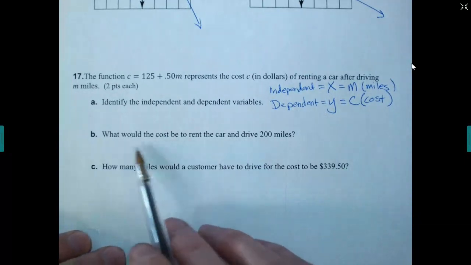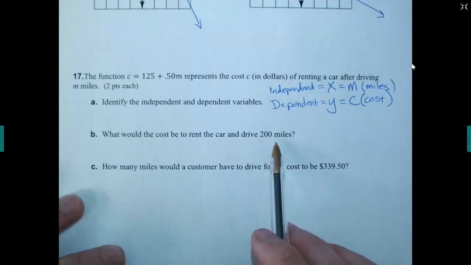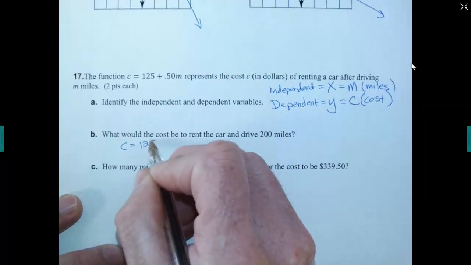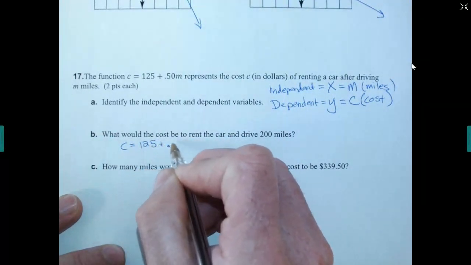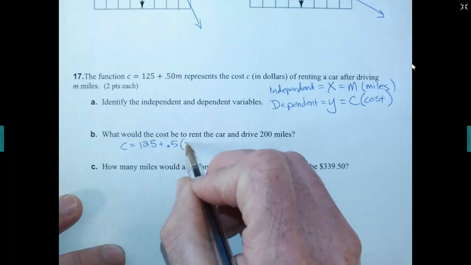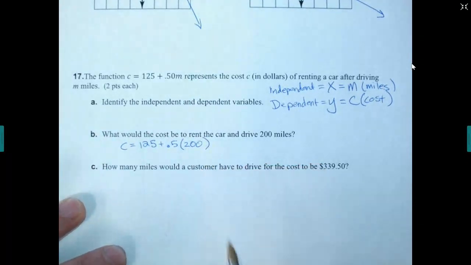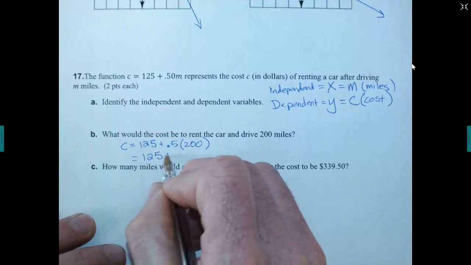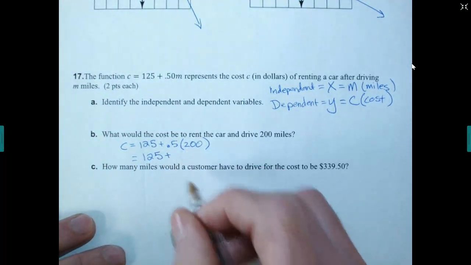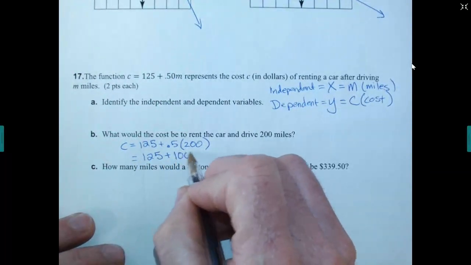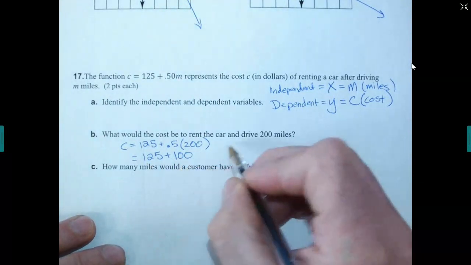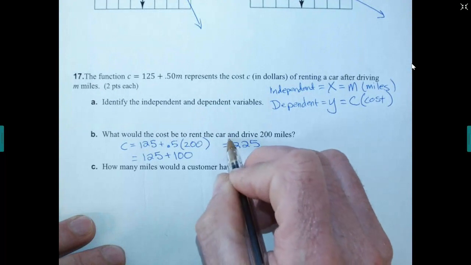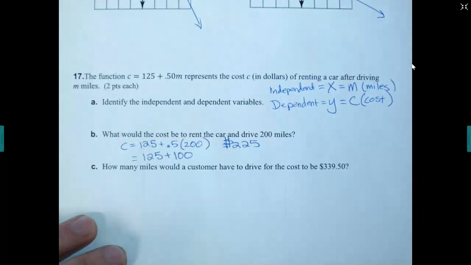Okay, what would the cost be to rent the car and drive 200 miles? Well, the cost would be 125 plus 50 cents times 200 miles. So 125 plus 0.5 times 200 is 100. So you get 125 plus 100, you get $225.